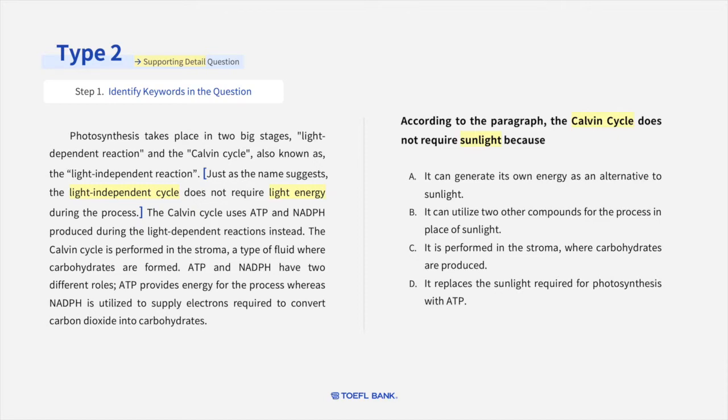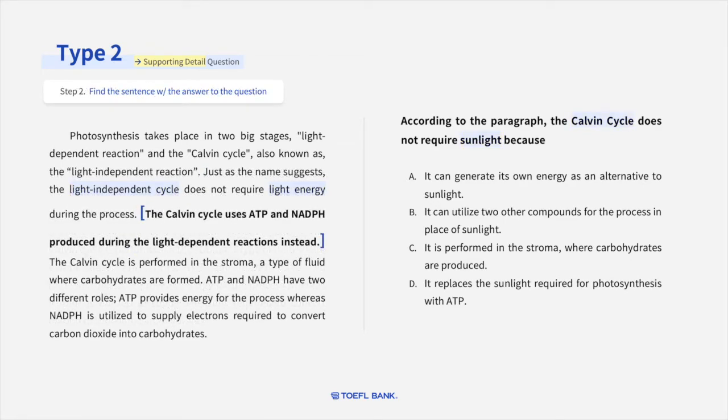It states that the Calvin cycle does not require sunlight, which means the following sentences will explain why. The next sentence is, the Calvin cycle uses ATP and NADPH produced during the light-dependent reactions instead. Through this sentence, we now know that the reason why the Calvin cycle does not require sunlight is because it uses ATP and NADPH produced during the light-dependent reactions instead.